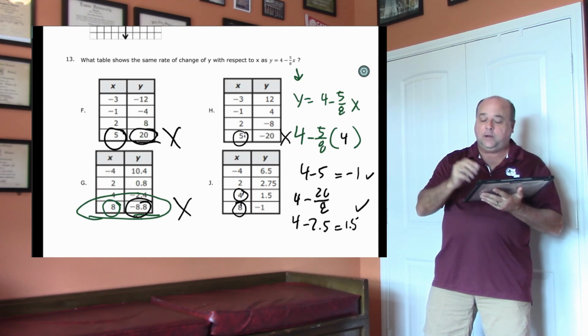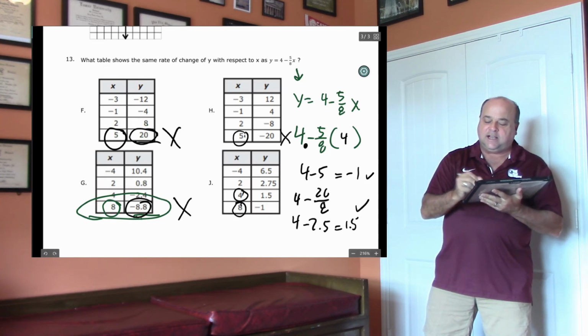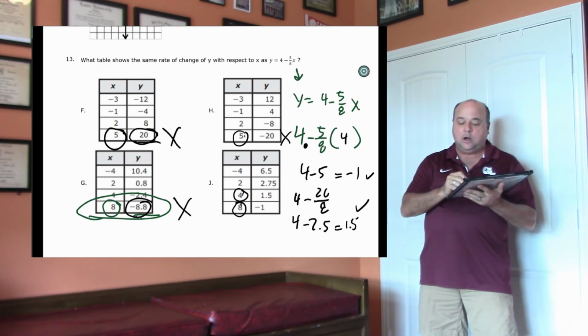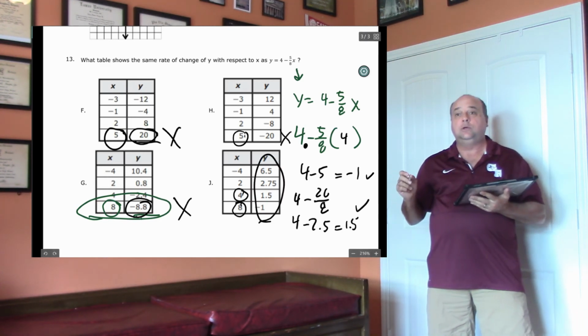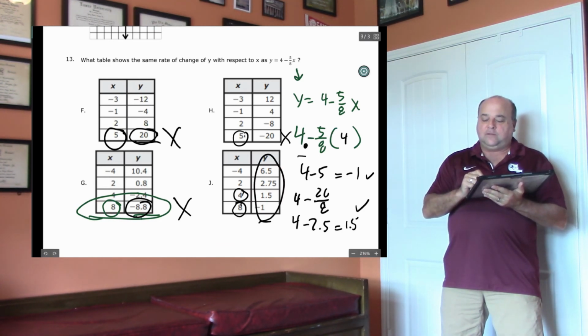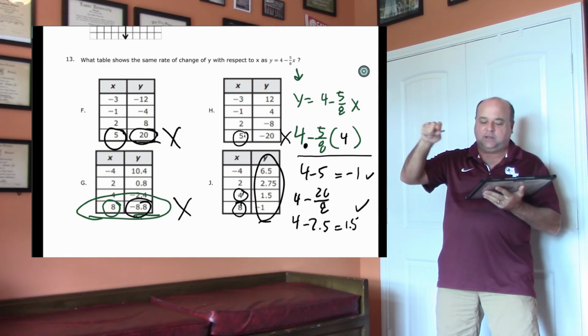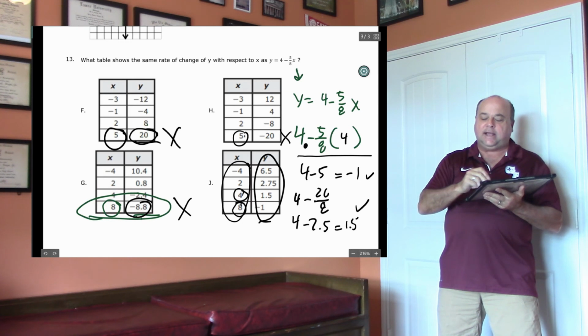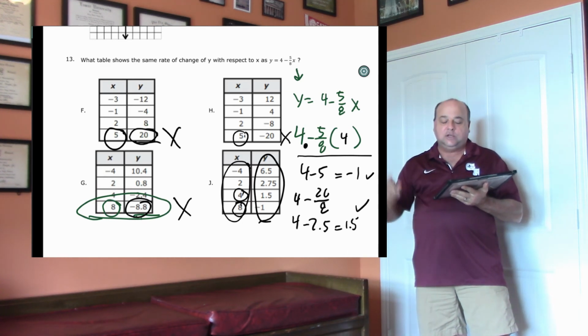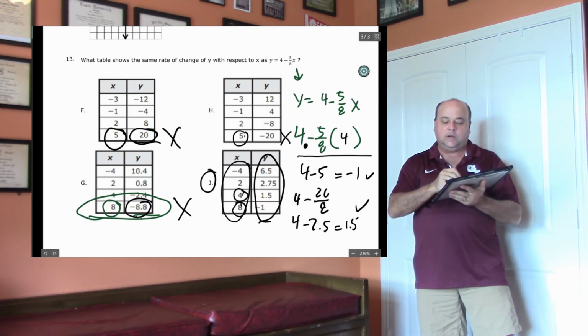Another common point here, if you make this 4 decimal and plug it into the calculator, your answer will be in decimals. Okay? So when you plug this part into the calculator, do 4 decimal minus 5 over 8 parentheses, plug in your x, and it will generate your y. So the only one that works on this one is J.